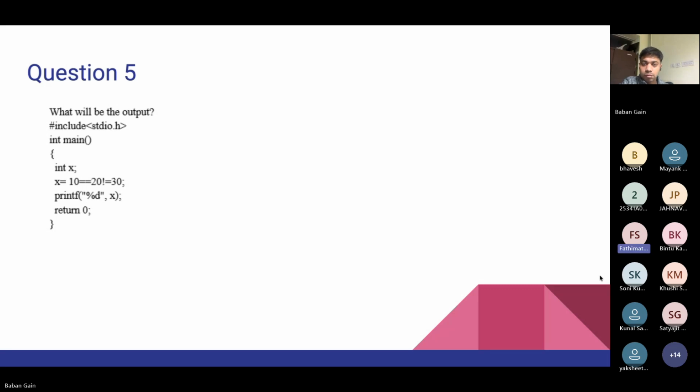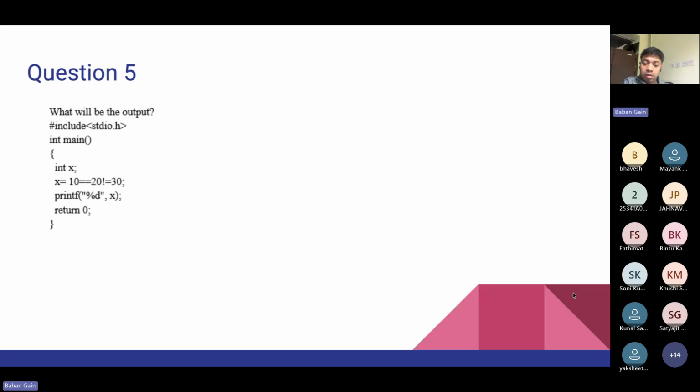10 equal to 20 is false, and false is 0. 0 not equal to 30 is true. So x is 1.